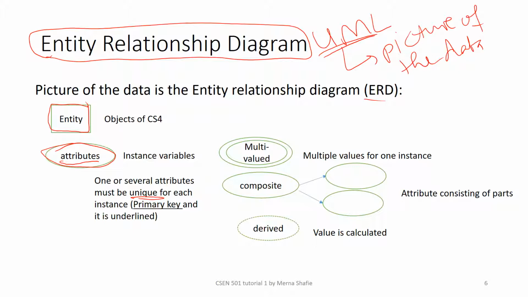ويبقى شكلهم كده. المالتي فاليد بيبقى double oval. الكومبوزيت بنطلع منه parts that describe the integral parts of the composite attribute. والderived attribute بيبقى dotted in order to differentiate the three types of attributes.